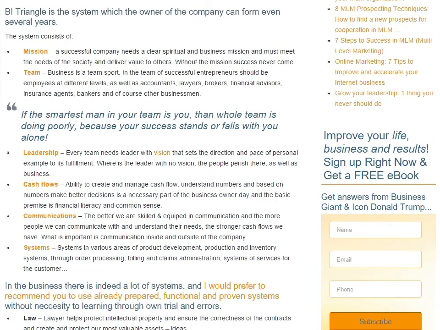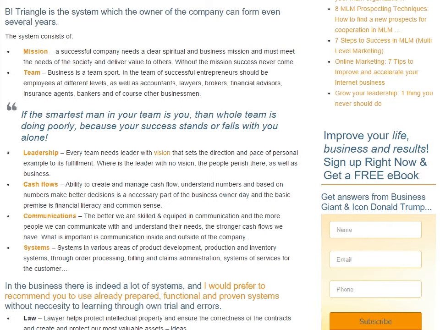Communications. The better skilled and equipped we are in communication, and the more people we can communicate with and understand their needs, the stronger cash flows we have. What is important is communication inside and outside of the company.